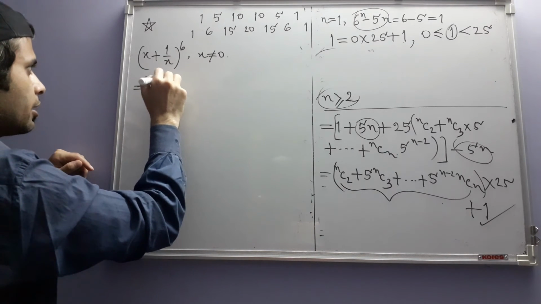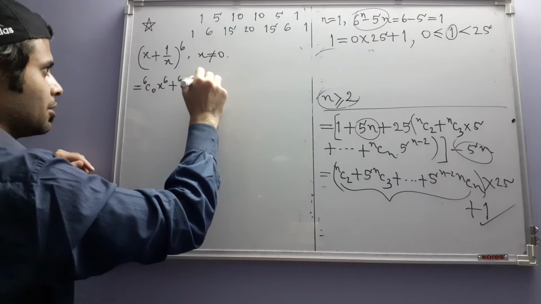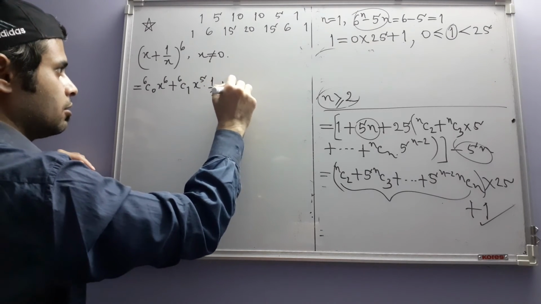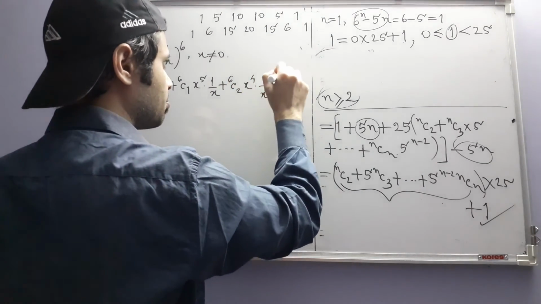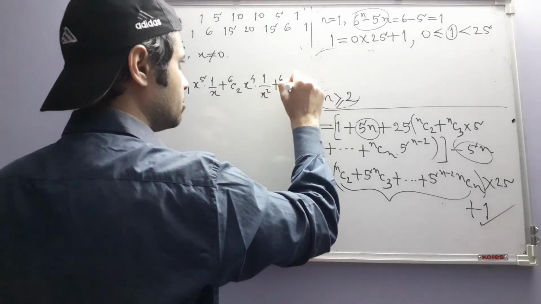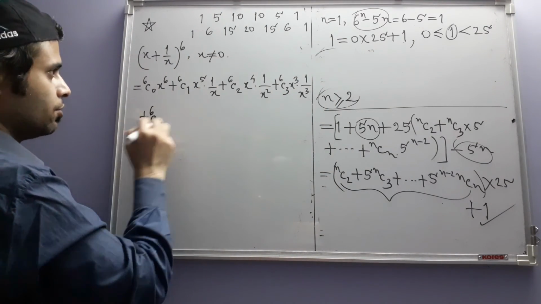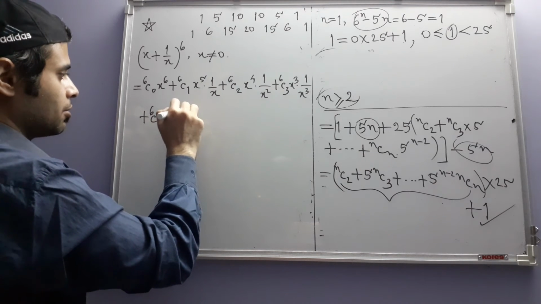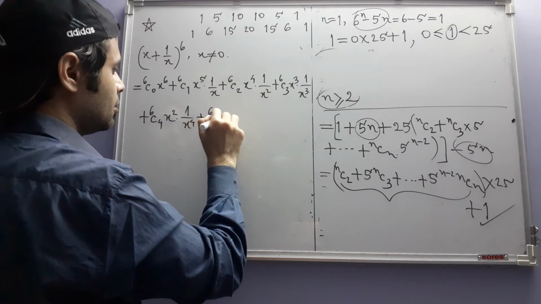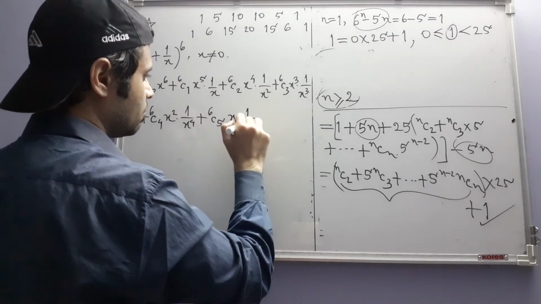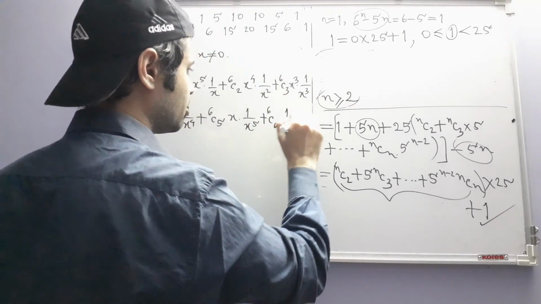6C0 x to the power 6 plus 6C1 x to the power 5 times 1 by x plus 6C2 x to the power 4 times 1 by x square plus 6C3 x cube times 1 by x cube plus 6C4 x square times 1 by x to the power 4 plus 6C5 x times 1 by x to the power 5 plus 6C6 1 by x to the power 6.